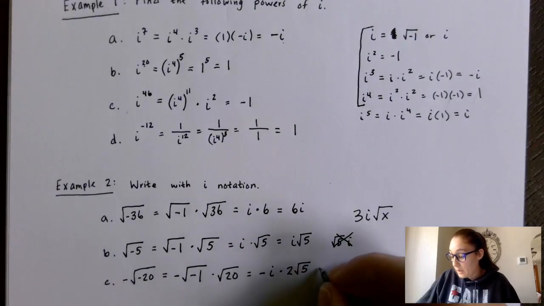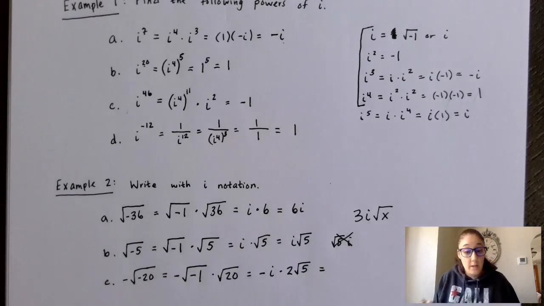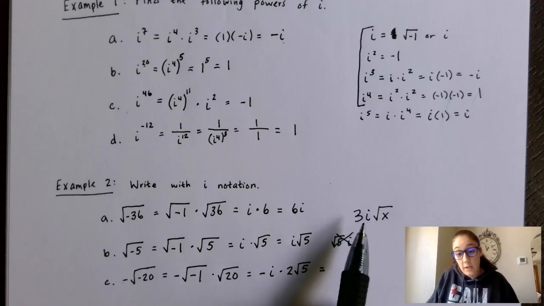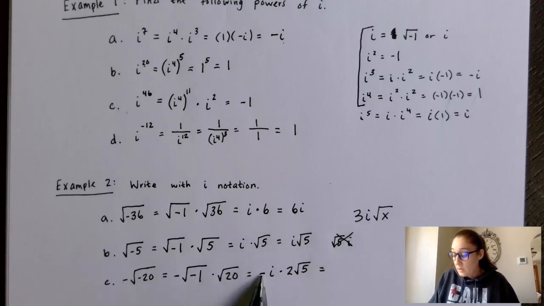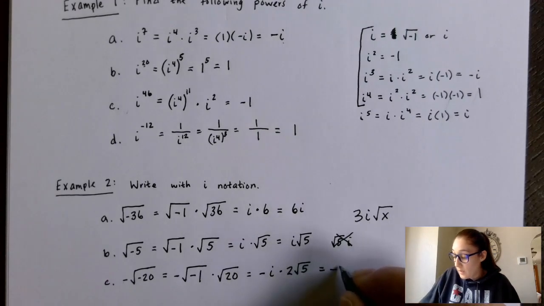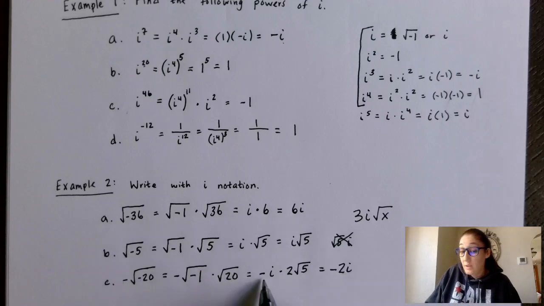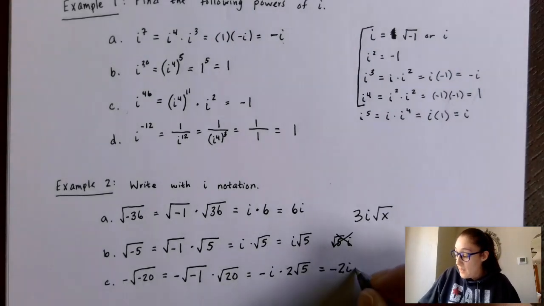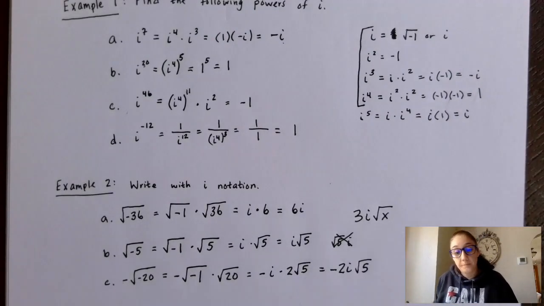So let's put that together correctly. So I have everything here. I have an i, I have a coefficient, and I have a radical. So let's pay attention to the correct order of how to do that. Let's do a negative i times 2. We're going to put the coefficient first, so negative 2i, because that's technically really a negative 1. And then our radical.